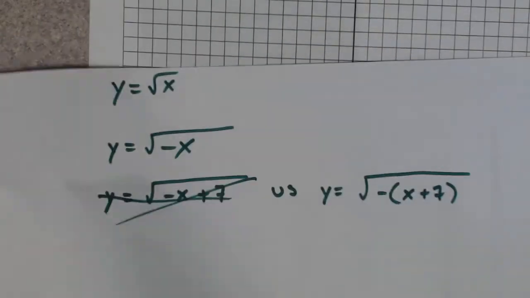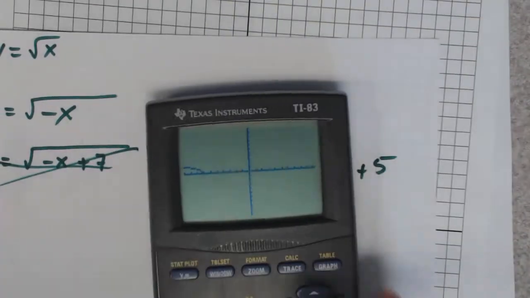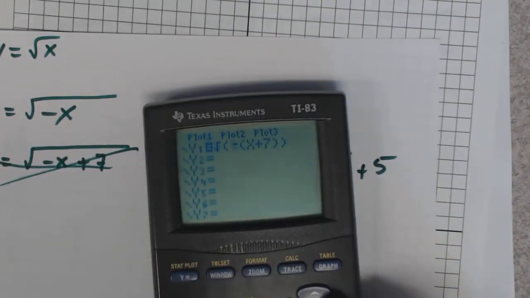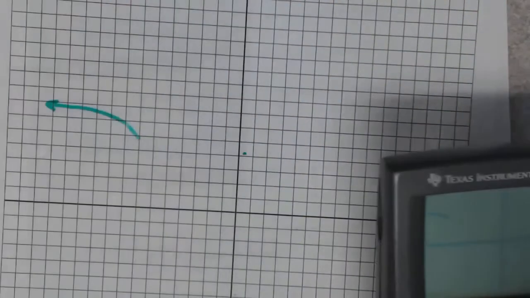Okay, now if I want to move it up 5 units, we're just going to slap a plus 5 on the end of it. And then graph it. Now it's going to be moved up 5 spots. Now that looks like that.